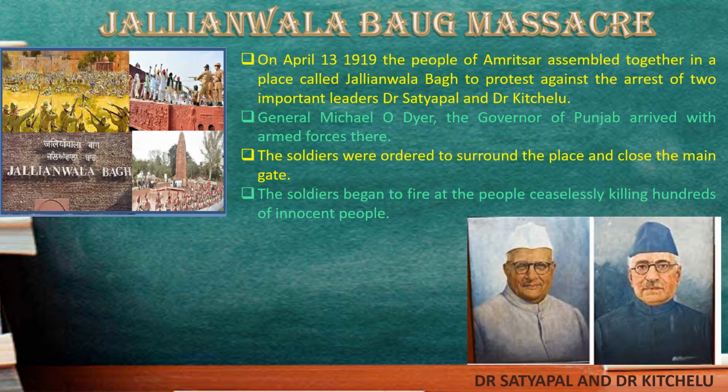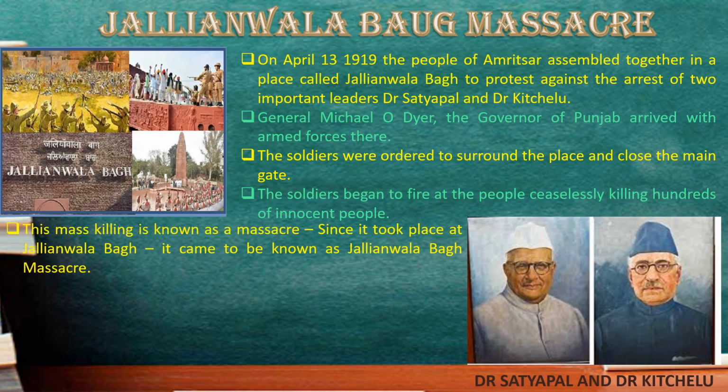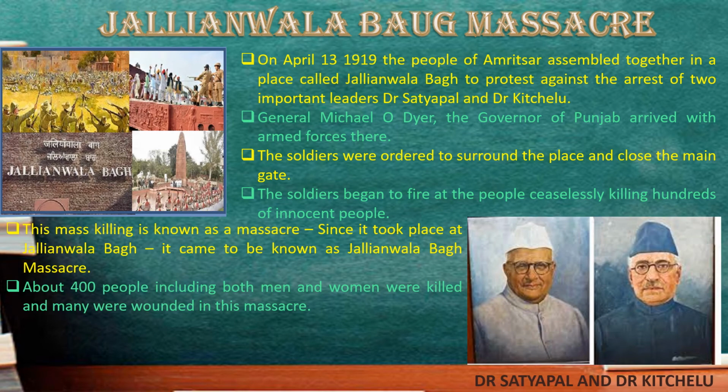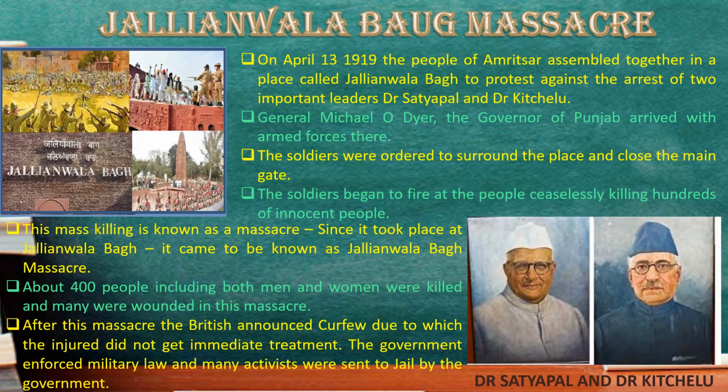1,660 rounds had been fired, and the firing continued until the bullets got over. This mass killing is known as a massacre. Since it took place at Jallianwala Bagh, it came to be known as Jallianwala Bagh Massacre. About 400 people, including both men and women, were killed, and many were wounded in this massacre. Immediately after this massacre, the British announced curfew, due to which the injured did not get immediate treatment. The government enforced military law, and many activists were sent to jail by the government.